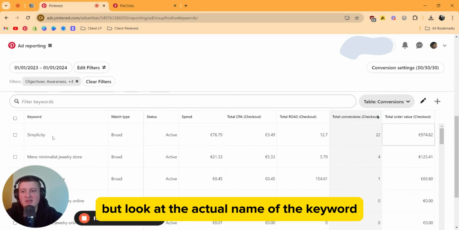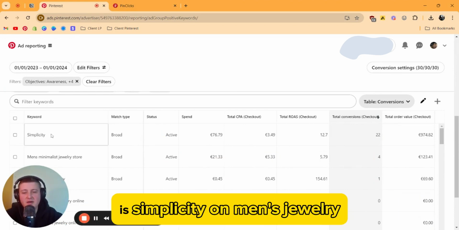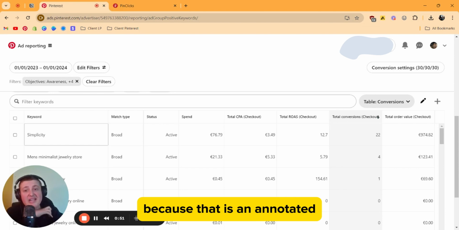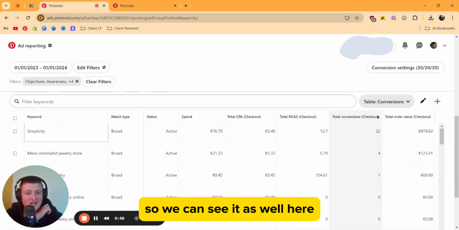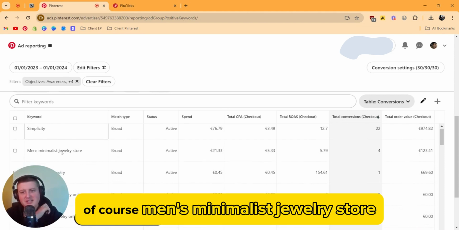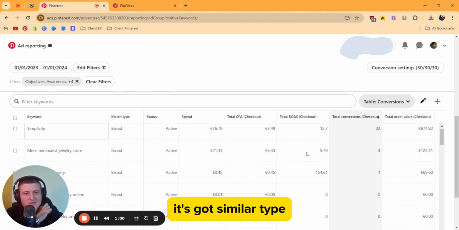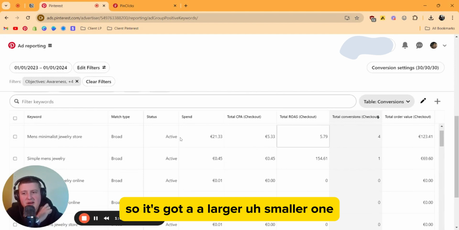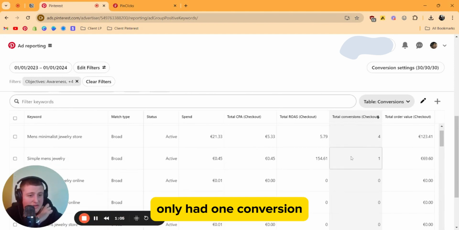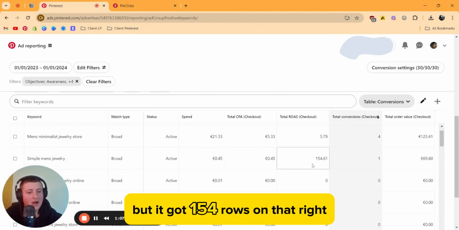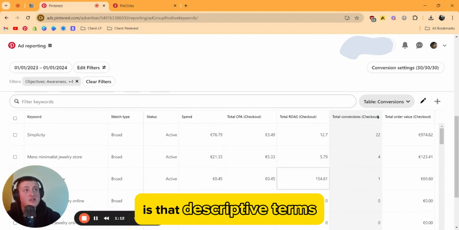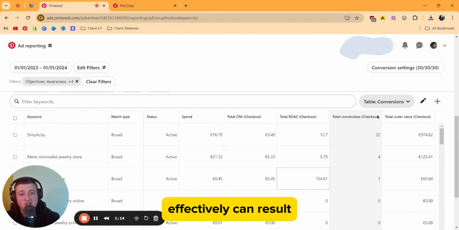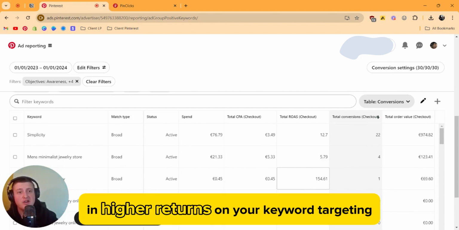But look at the actual name of the keyword: simplicity on men's jewelry, because that is an annotated interest that has been assigned to that type. So we can see it here as well, of course, men's minimalist jewelry store. It's got a similar type, so it's got a larger and a smaller one. And even here, simple men's jewelry has only had one conversion, but it got 154 eyes on that, right? Because the whole point of what I'm trying to say here is that descriptive terms can result in higher returns on your keyword targeting.